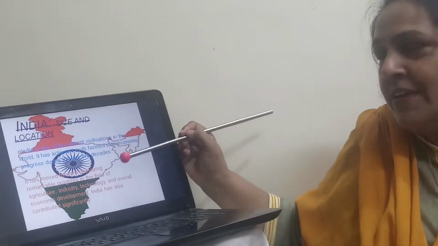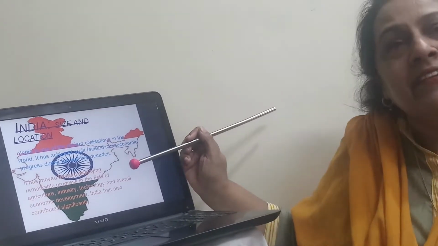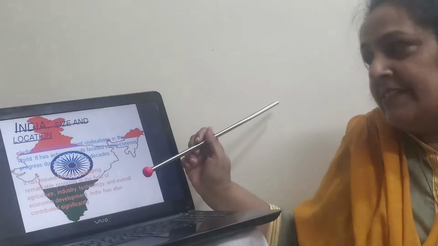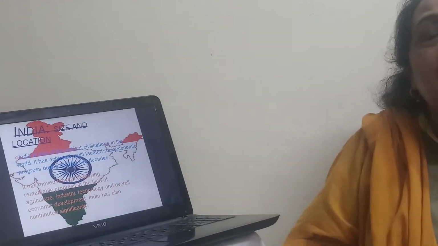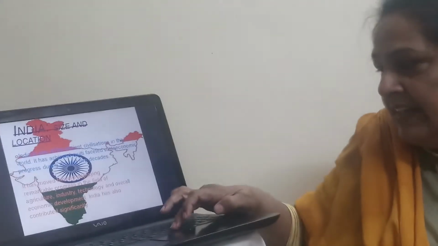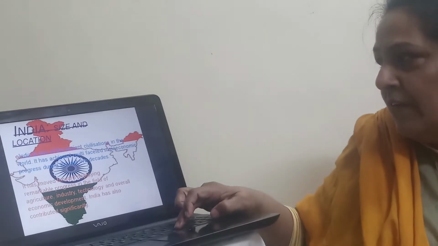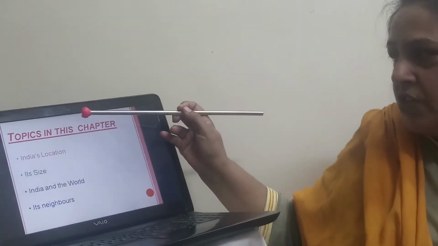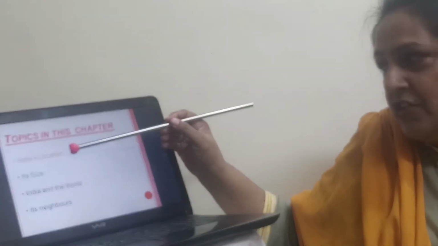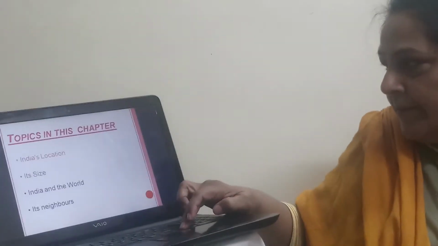It has moved forward, displaying remarkable progress in the fields of agriculture, industry, technology, and overall economic development. India has also contributed significantly to the world. It has made its position fairly strong. Topics that we will cover in this chapter are India's location, its size, India and the world, and India's neighbors.